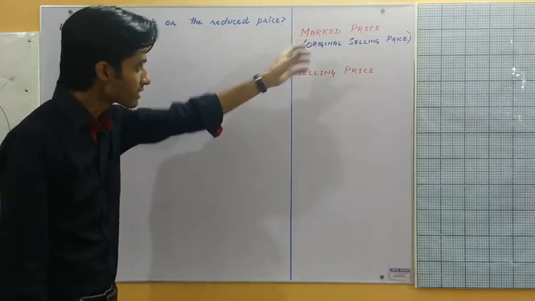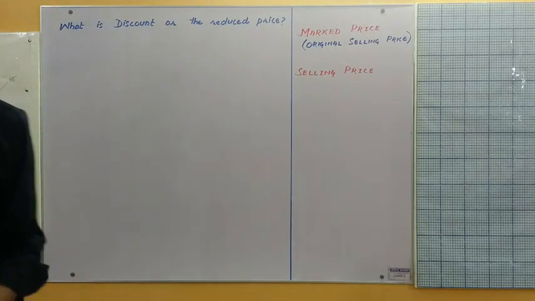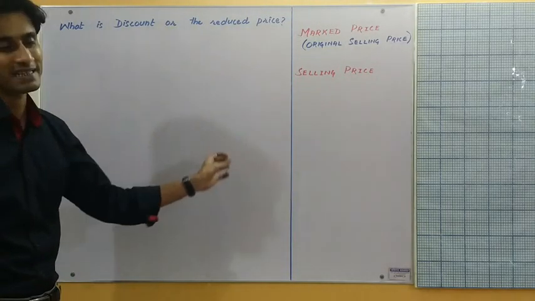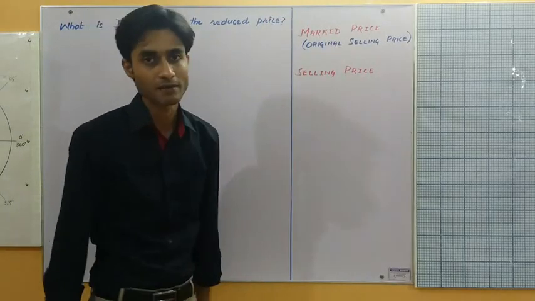and the selling price. What is mark price and what is selling price? First of all, you should know what mark price and selling prices are, and then I'll be able to explain what discount is. What is mark price? Mark price is also called the original selling price.